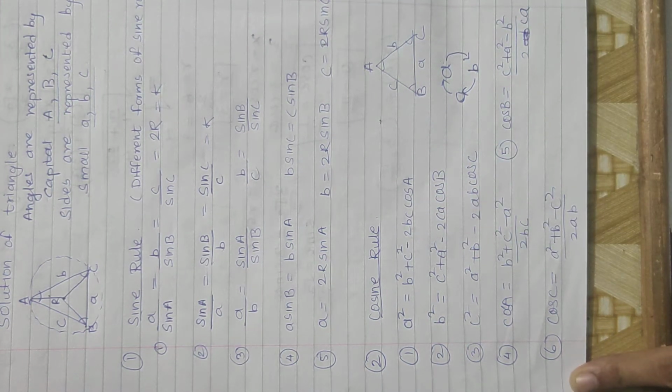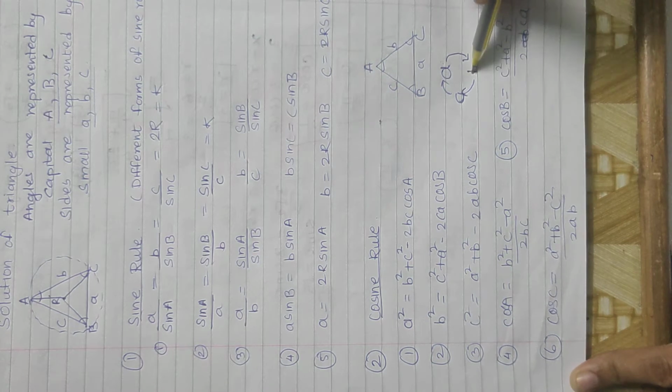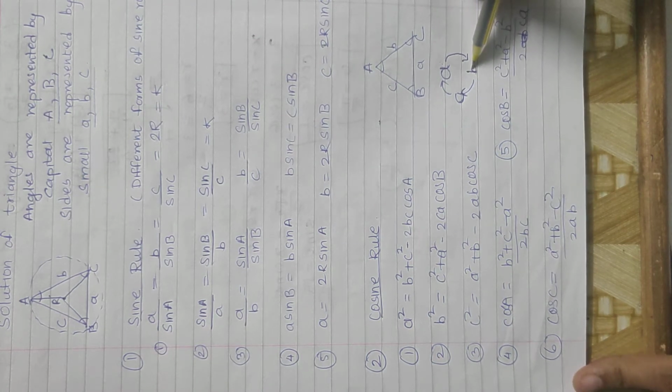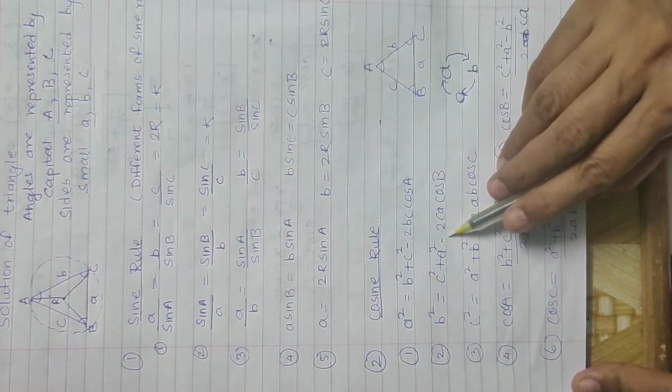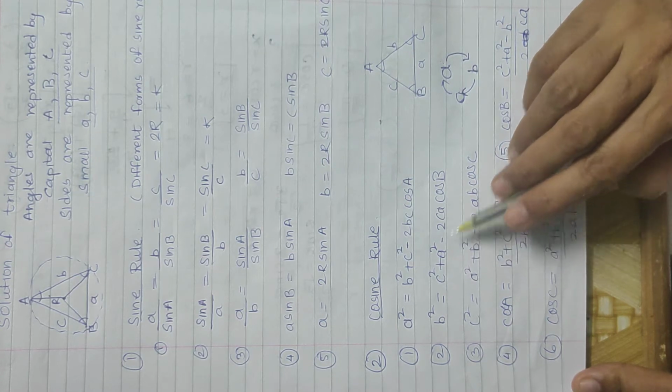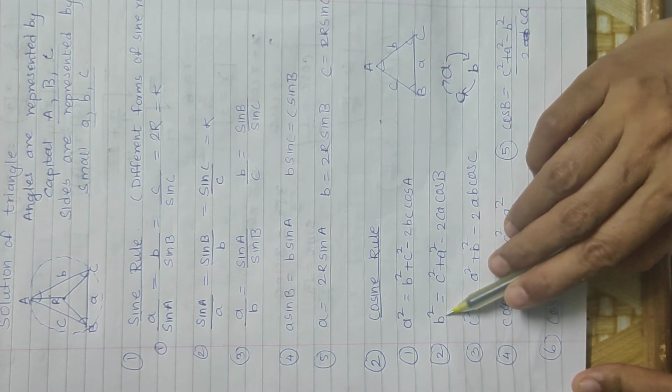Now next, how will we write the b square formula? b square is equal to, go the same cyclic way, c square plus a square minus 2ca cos B, because here b is there.